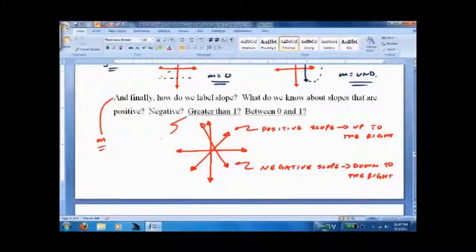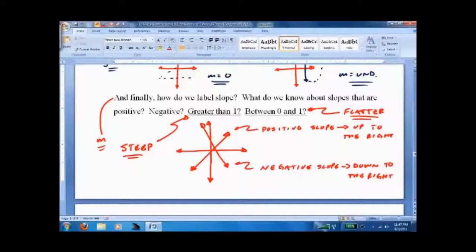Greater than 1, we'll get into more of this later. Steep. Between 0 and 1, flatter. So like 1/2, 1/3, 1/5. You're getting closer and closer to a horizontal line.